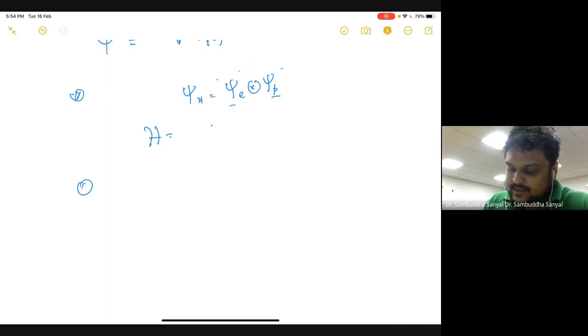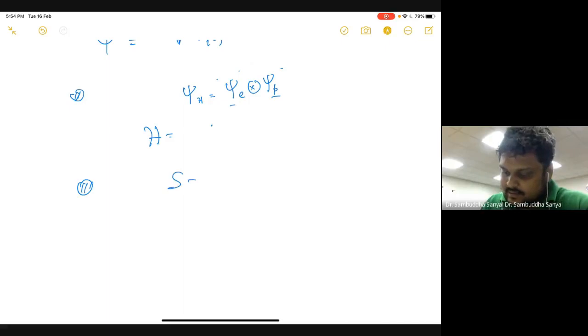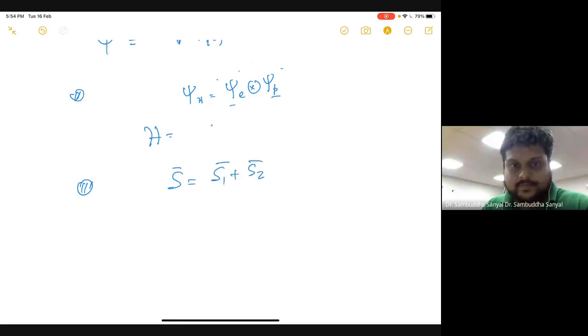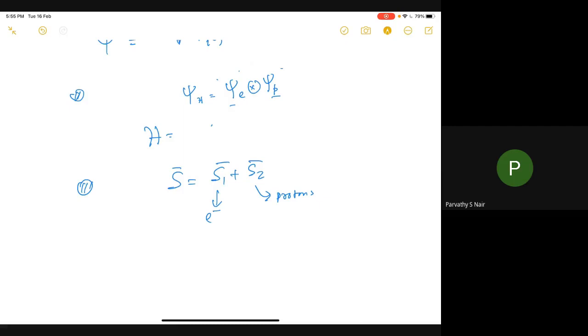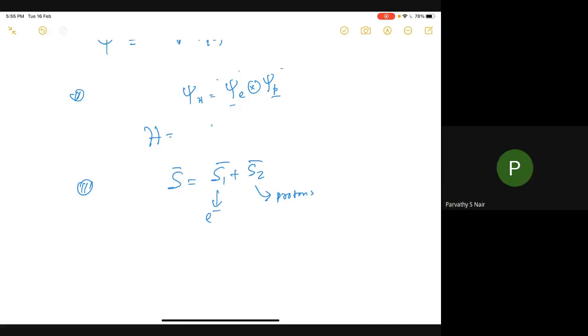Can you see my screen? Yes. I agree the total spin should be S1 plus S2, which is electron, and this is protons. I agree to that. I'm talking about the case of Stern-Gerlach, where you only talk about the one spin of the electron, right? That's why I'm saying that inside the nucleus, all of the spins are randomly aligned. That could be the reason. If that's so, you can say that it's effectively zero.